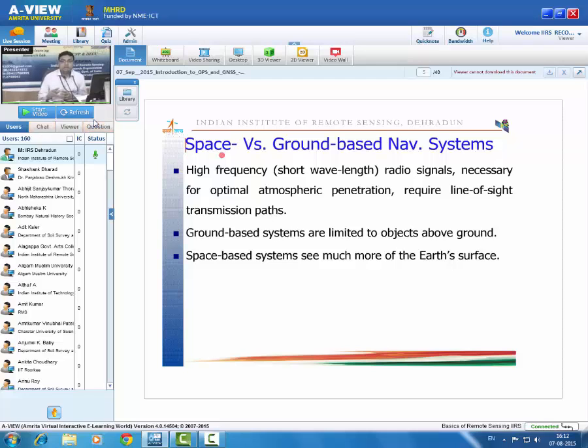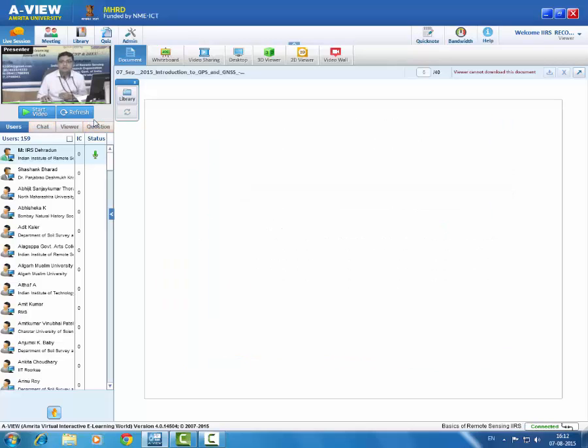Another problem with the ground-based system is that they are limited to the objects above the ground, whereas the advantage with the space-based system is that they can look at a larger part of the earth at any point of time.